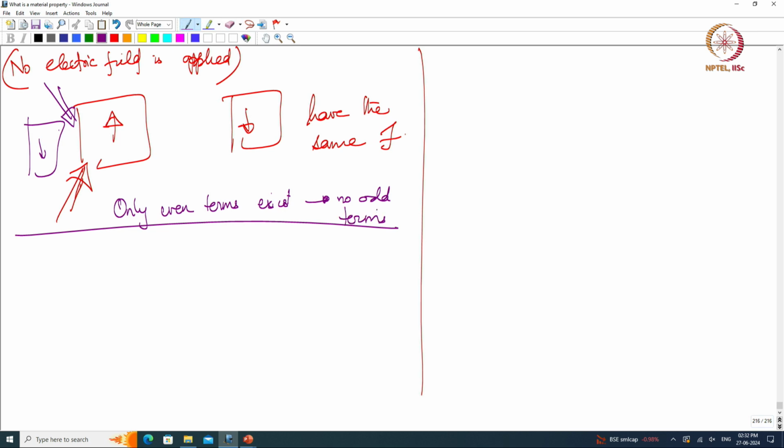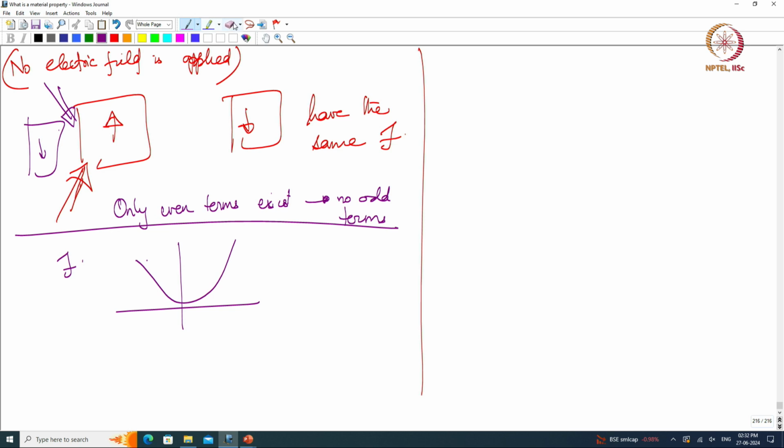In the Landau potential expansion. Okay. So this is the free energy of the system. Now how does it look when I do not apply any external stimulus? So when I do not apply any external stimulus, this is one possible way in which it looks.